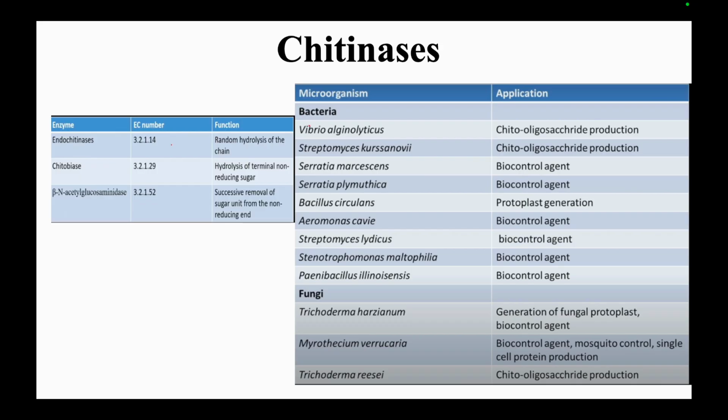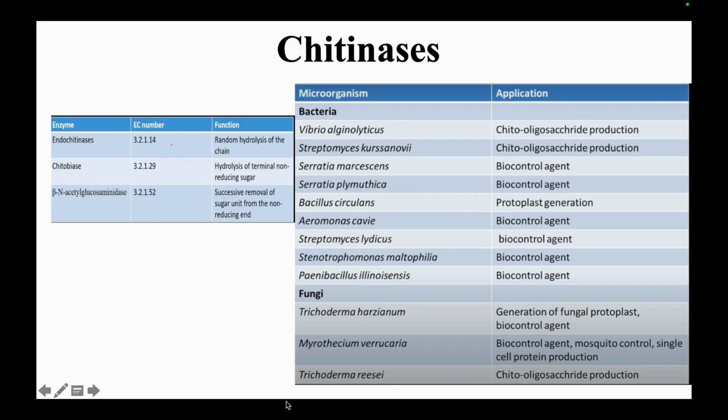Chitinases are of three types: endochitinases, chitobiase, and beta-N-acetylglucosaminidase. These are the different types of chitinases, and the function differs based on the type. For example, endochitinases randomly hydrolyze the chain of the chitin residues.